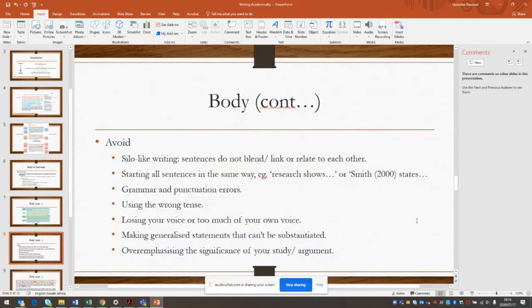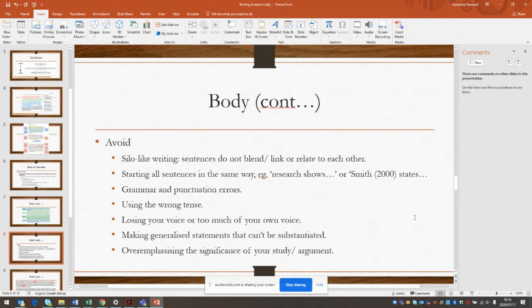Okay, so avoid silo-like writing. You can imagine silos of grain that stand quite lonely and are packed so that none of the grain escapes. Now, don't write like that. Don't write in silos where none of your paragraphs or sentences link to each other. Don't say this author said this and I agree with this, another author said this. That shows your sentences don't blend, link, or relate to each other.